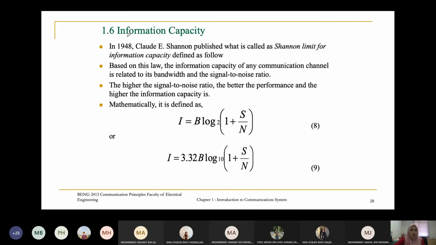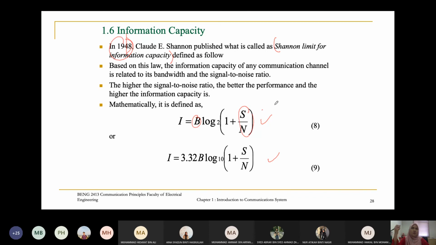And in 1948, this person, Shannon, came out with what we call the Shannon limit for information capacity, which is this formula. Based on the law, the information capacity of any communication channel is related to its bandwidth and the signal to noise ratio. So this is the bandwidth. This is the signal to noise ratio.